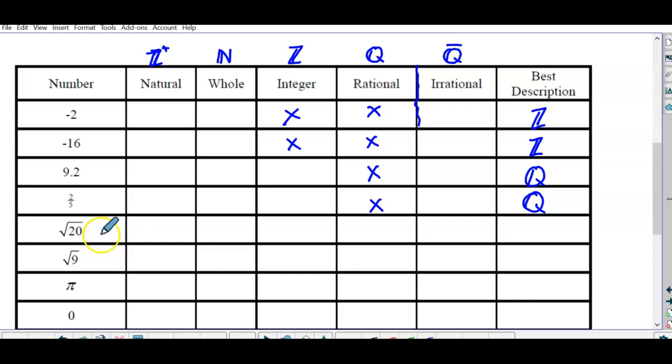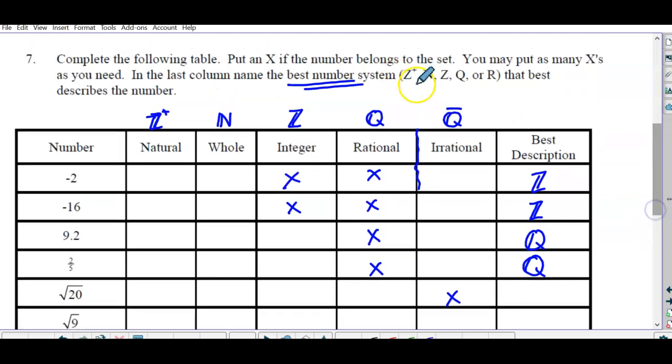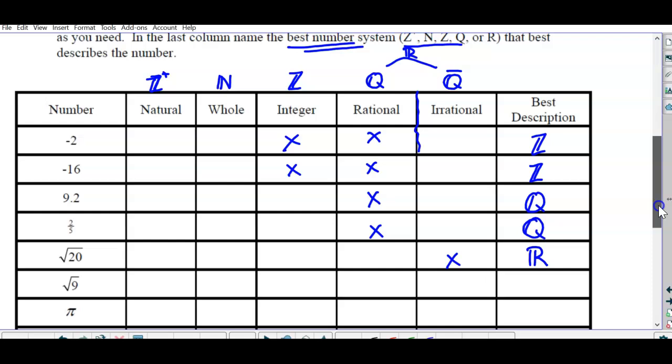Root 20. 20 is not a perfect square, so it does not simplify to a natural number, so it's irrational. If you take a look back at the description here, best number system, it actually doesn't list irrational, so it says real number. So really, here we're going to put real number system. These together add up to the real number system. The total of all the numbers in these two is the set of real numbers. But in this case, we're asking you if it's irrational, basically, to show it as a set of real numbers.